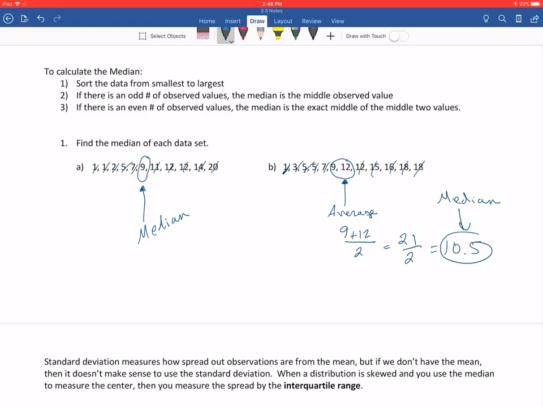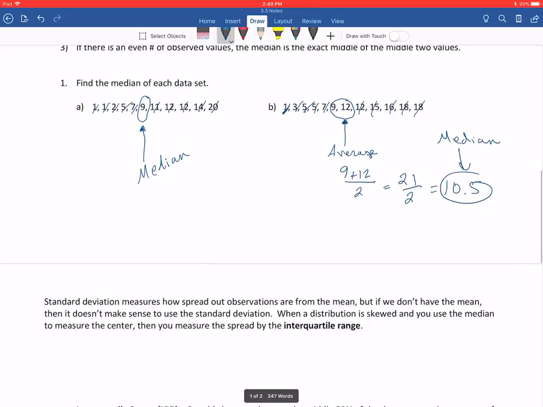So it's not too hard to do by hand, but only if you have a small amount of data values. If I had hundreds of those numbers, I certainly wouldn't want to do this. So if you are in charge of finding the median, you can do that in StatCrunch, and it's under Summary Stats, the same place where you would find the mean and the standard deviation.